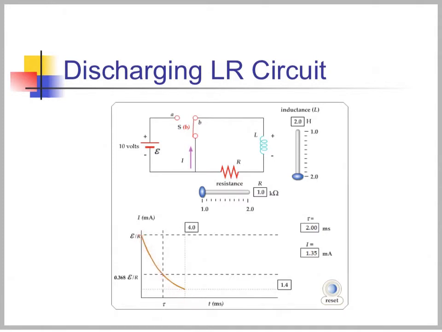So we can go back to our equation that we got from Kirchhoff's laws, and we can multiply each term by I. And so this is going to give us energy terms. So IE, that's the rate at which energy is being supplied by the battery. And I squared R is the rate at which energy is being delivered to the resistor. And then LI di dt must be the rate at which energy is being stored in the magnetic field.